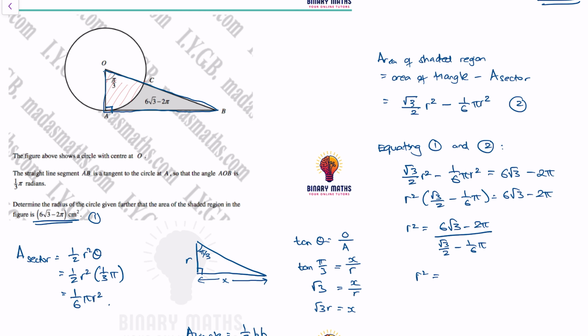R squared is equal to 12, which means r is equal to square root of 12, which is equal to root 4 root 3, which is 2 root 3. So it'll be 2 root 3 centimeters.